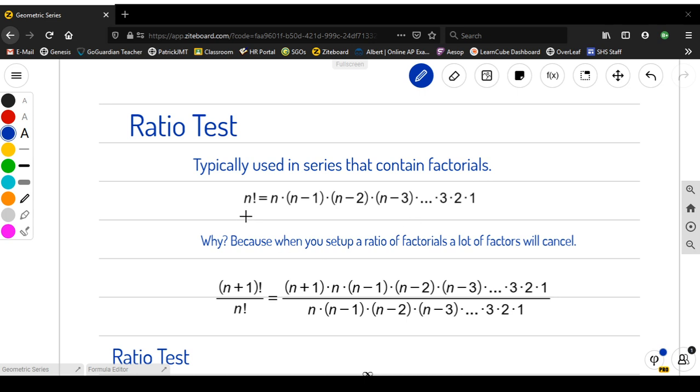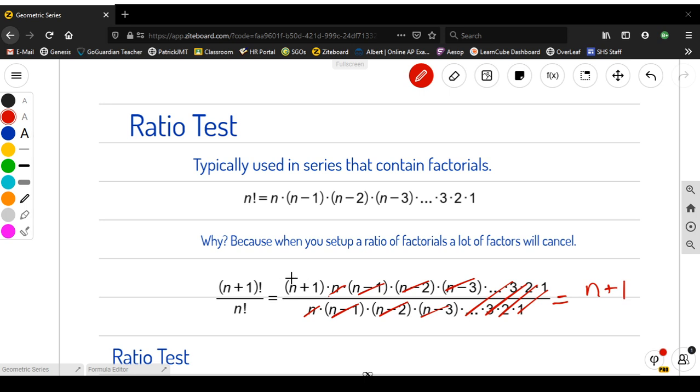If you remember, a factorial, like n factorial, is n times n minus 1 times n minus 2 times n minus 3, all the way down to 3 times 2 times 1. It's just that repeated multiplication of one integer less and less and less, right? And why do we use this in a ratio test? Because when you set up a ratio of factorials, a lot of those factors are going to end up canceling out. So, for example, if you had n plus 1 factorial over n factorial, if we write it out, you can see the n's would cancel, the n minus 1s, n minus 2s, n minus 3s, everything in the middle, 3, 2, 1, all of that stuff is going to cancel out, leaving you with just n plus 1, okay?